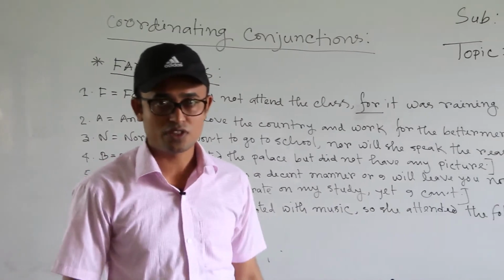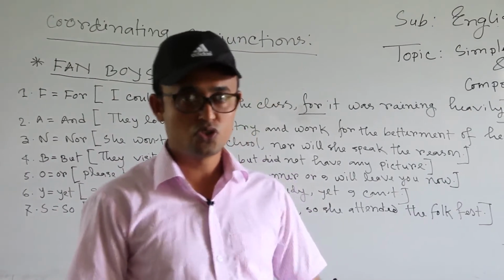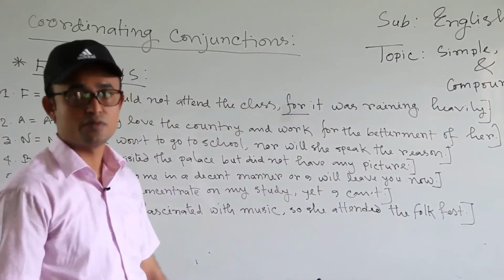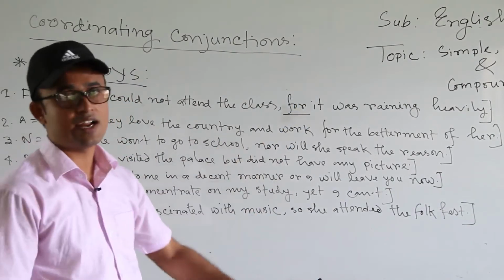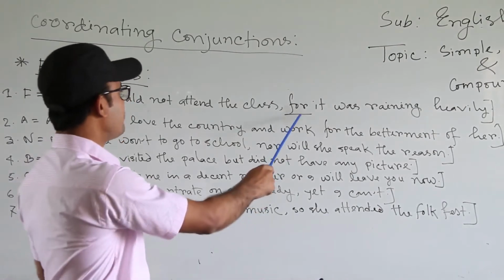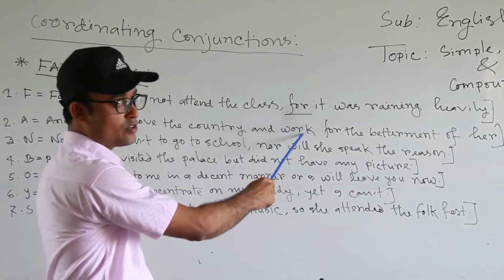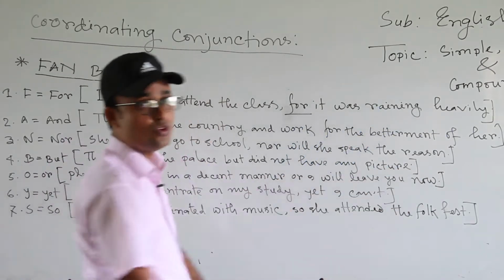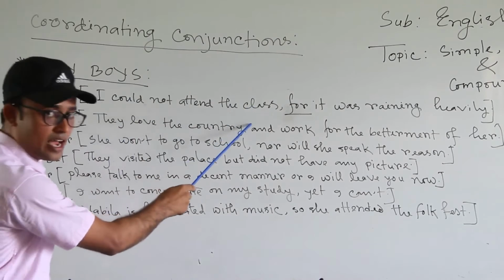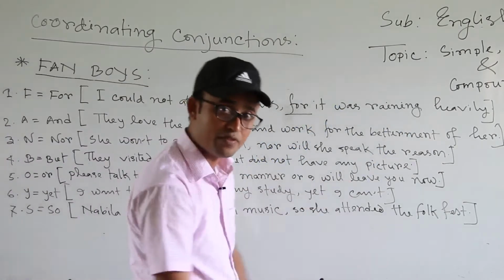আমি ক্লাসে উপস্থিত হতে পারিনি কারণ প্রচুর বৃষ্টি হয়েছিল। Here, for is a coordinating conjunction marker and it indicates that this is a compound sentence, because the coordinating conjunction for added two principal clauses, that is, I could not attend the class, it was raining heavily.